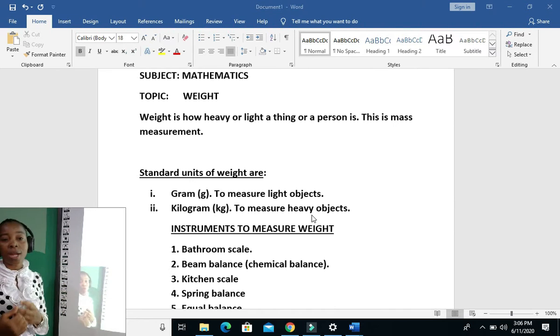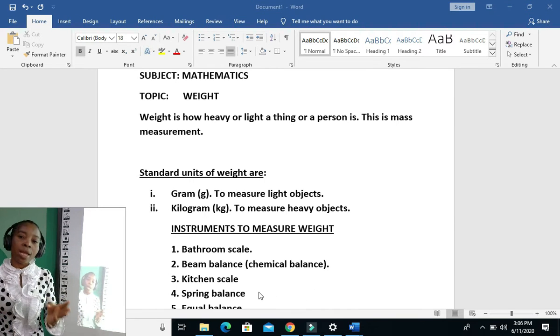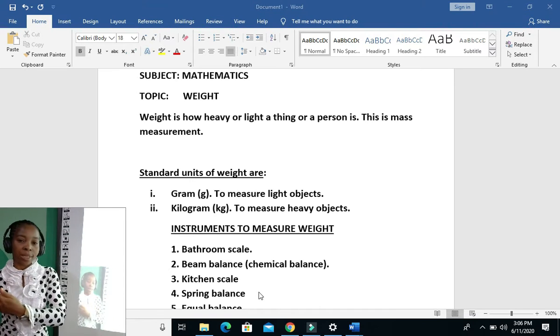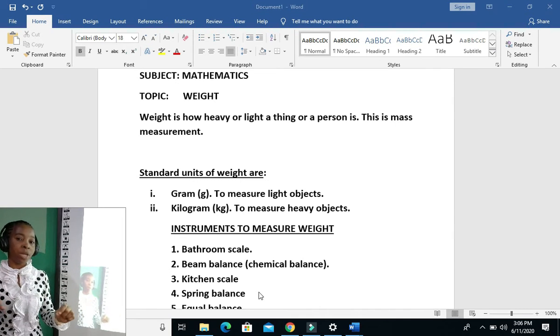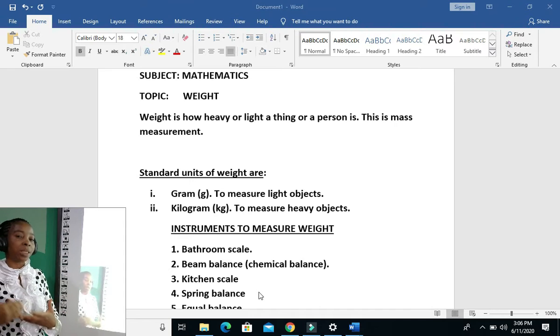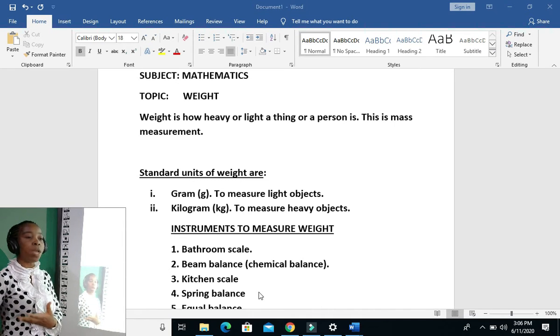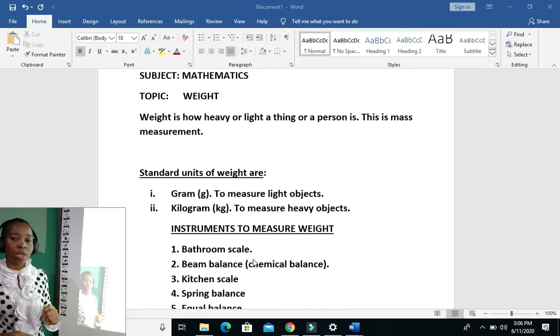And let's quickly look at some instruments to measure weight. What are the instruments we use in measuring weight? When we talked about length last week, we were measuring with the centimeter ruler, you remember, yes. And we also use the tape rule, which our tailors and seamstresses use in taking our measurements. But in measuring weight, some of the instruments we have here are the bathroom scale. Say it after me. Can I hear you? Say bathroom scale.